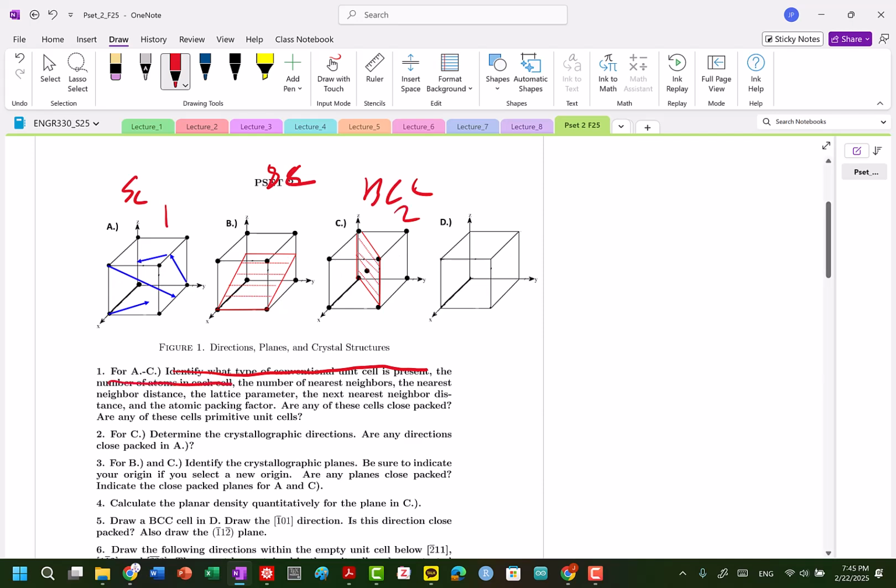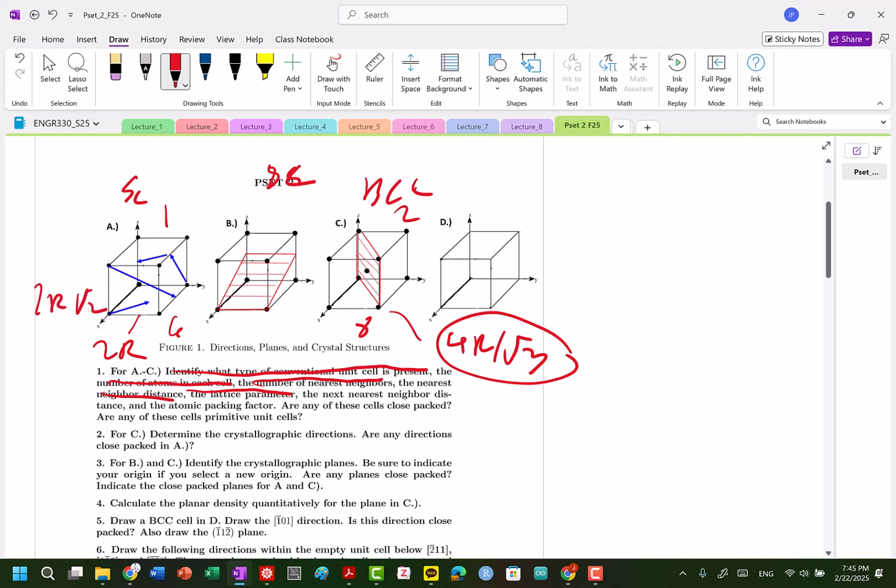2. Number of nearest neighbors, 6, 8. Nearest neighbor distance is 2r for both. Lattice parameter is also 2r for simple cubic, and for BCC it's 4r divided by square root of 3. Next nearest neighbor distance is this for BCC. For simple cubic, it's 2r root 2. And the atomic packing factor, for both of these, is less than 0.74.